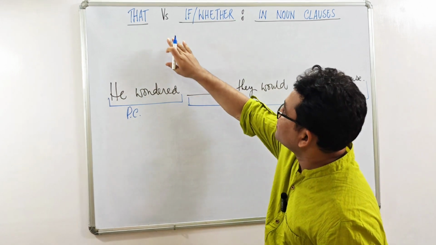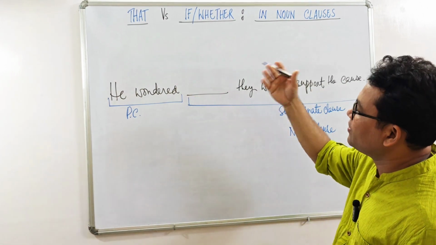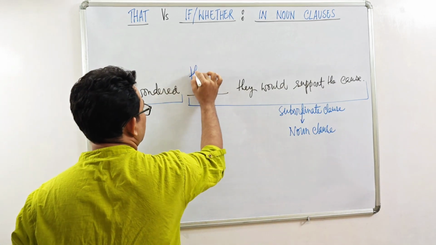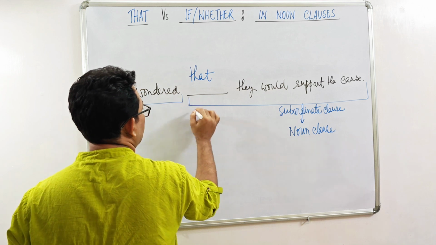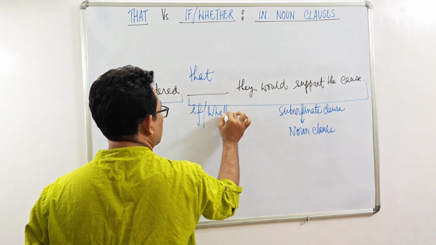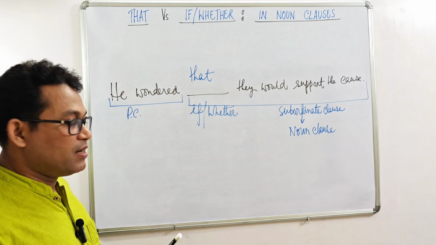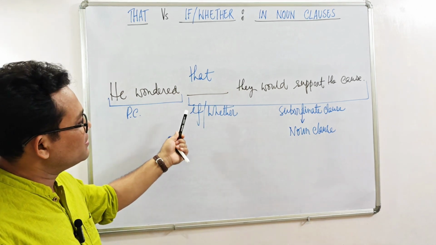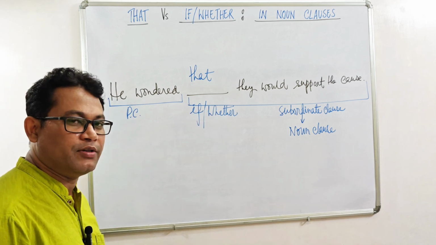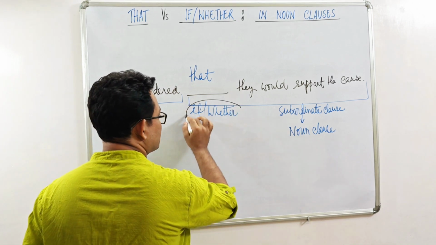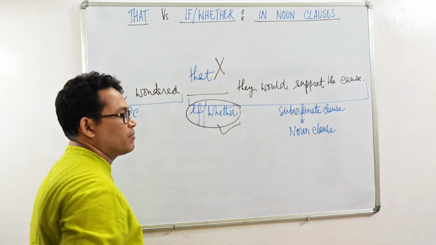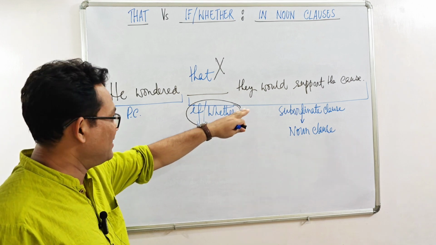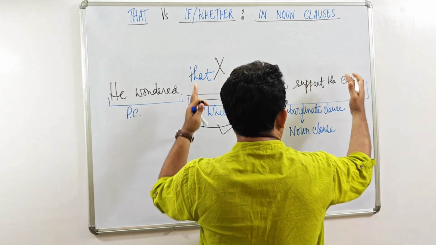because we have to use any of these three conjunctions, that, or if, or whether. Now which one is suitable over here? Should we use that, or should we use if or whether? That means, should we say he wondered that they would support the cause, or he wondered if or whether they would support the cause? So the correct answer is if or whether and not that. But why? Why should we drop that and use if or whether in this context? Because this is going to be a noun clause.